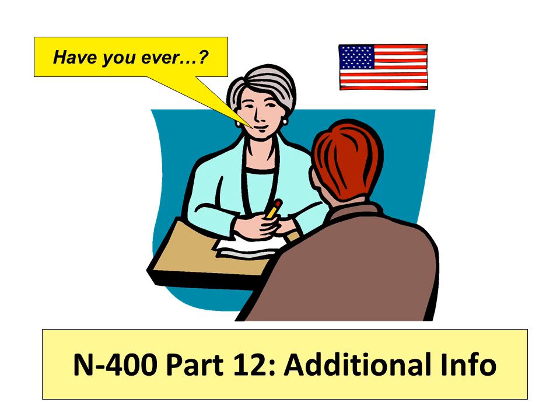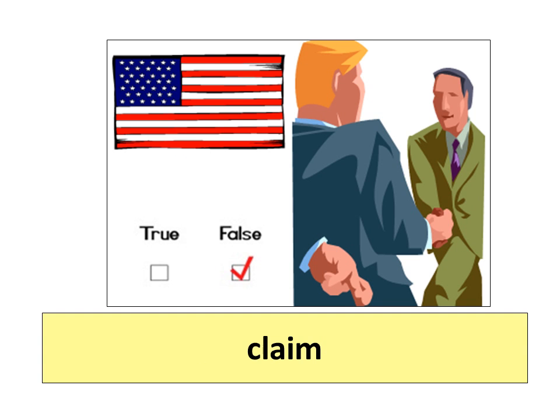N400 Part 12. This is comparable to the old N400 Part 11, or if you remember the N400 before 2014, Part 10. Here they're asking additional information about your moral character. It's very tempting to say no, no, no to all these questions, but please read and understand the vocabulary in this section so you can answer these questions effectively and truthfully. The first question they lead off with is, have you ever claimed to be a U.S. citizen? Here, making a false claim about citizenship.